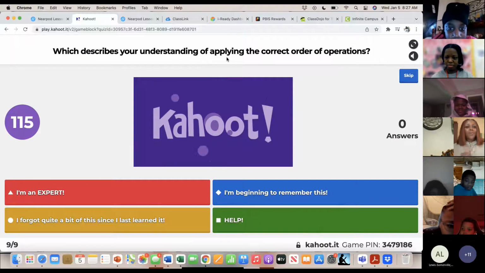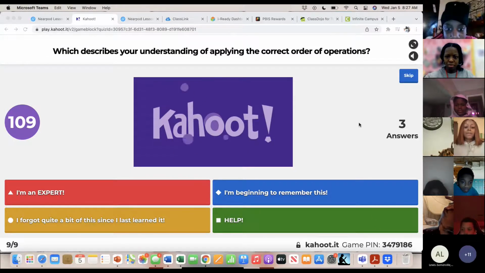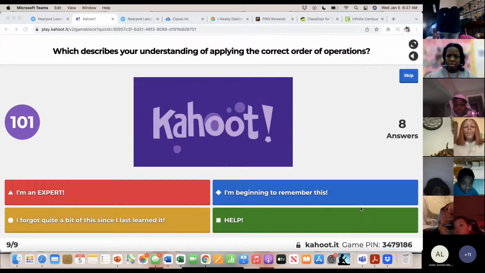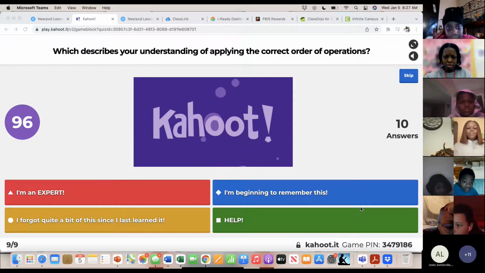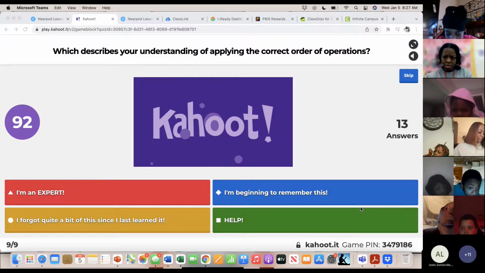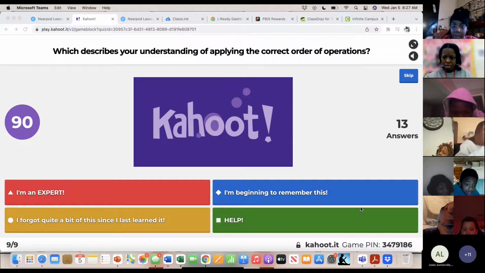Which describes your understanding of applying the correct order of operations? I need y'all to be honest. This is a self-assessment. I'm an expert. I'm beginning to remember this. I forgot quite a bit since the last time I learned, or just help me, Ms. Baker. I don't know what to do at all. Which one would describe you? This is a self-assessment. Be honest.